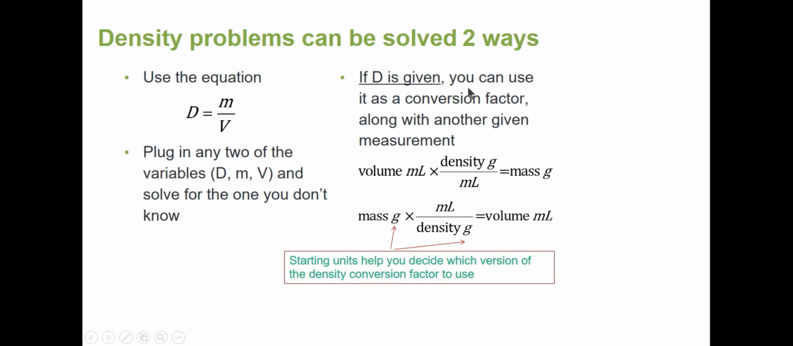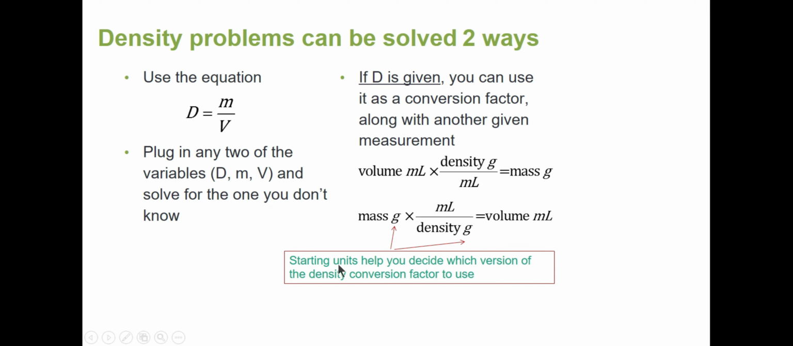Another way that people can be successful is, if the density is given. If it asks me to find density, I have to use the equation. I don't have an option. But if I give you the density, I can use it as a conversion factor. So if I give you the density and the mass, I'm starting with mass, so I'm going to write the density in a format with the grams on the bottom. I'm going to flip the density and put the grams on the bottom and the milliliters on the top. Or I can start with the milliliters and I multiply by grams over milliliters. I'm multiplying by the density and I get the mass.